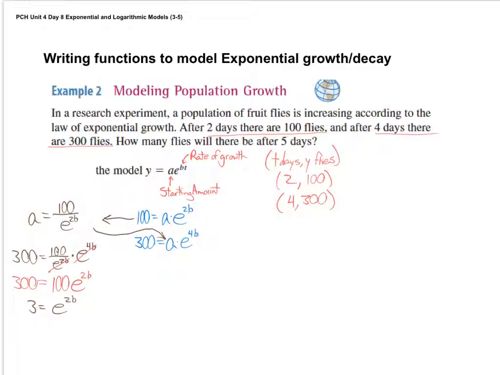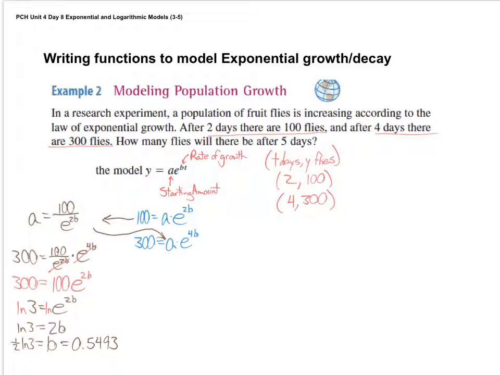And now's the point where we can take the natural log of both sides. Okay, ln undoes that, so we're down to 2b equals ln of 3. And of course we just divide by 2. So b is 1/2 of ln of 3. All right, and you can punch that into your calculator. And that is 0.549306, I believe.